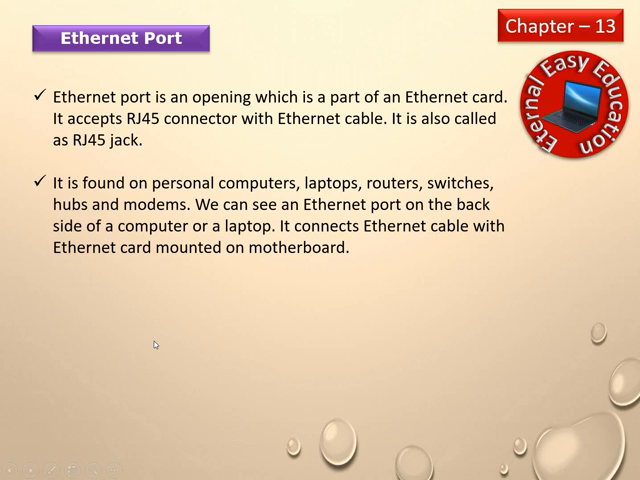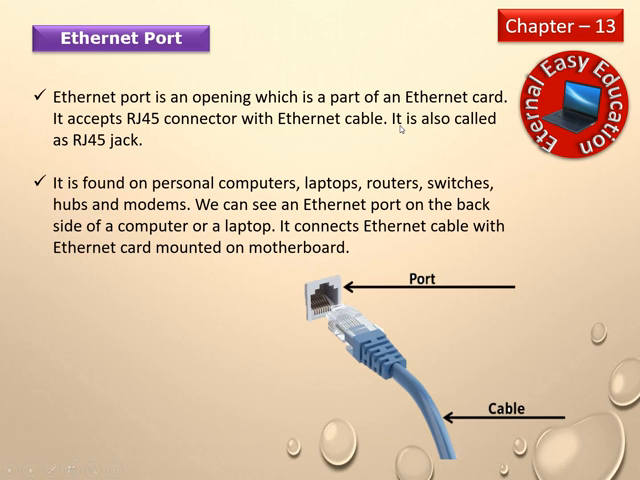Then the Ethernet port. The Ethernet port is the opening which is part of the Ethernet card. It accepts the RJ45 connector. This is the RJ45 and this is the cable, and this is the port which is available in the Ethernet card, which is a built-in or an expandable card. So this is plugged inside this port. It is found on personal computers, laptops, routers, switches, hubs and modems. All these places have this type of Ethernet port available.